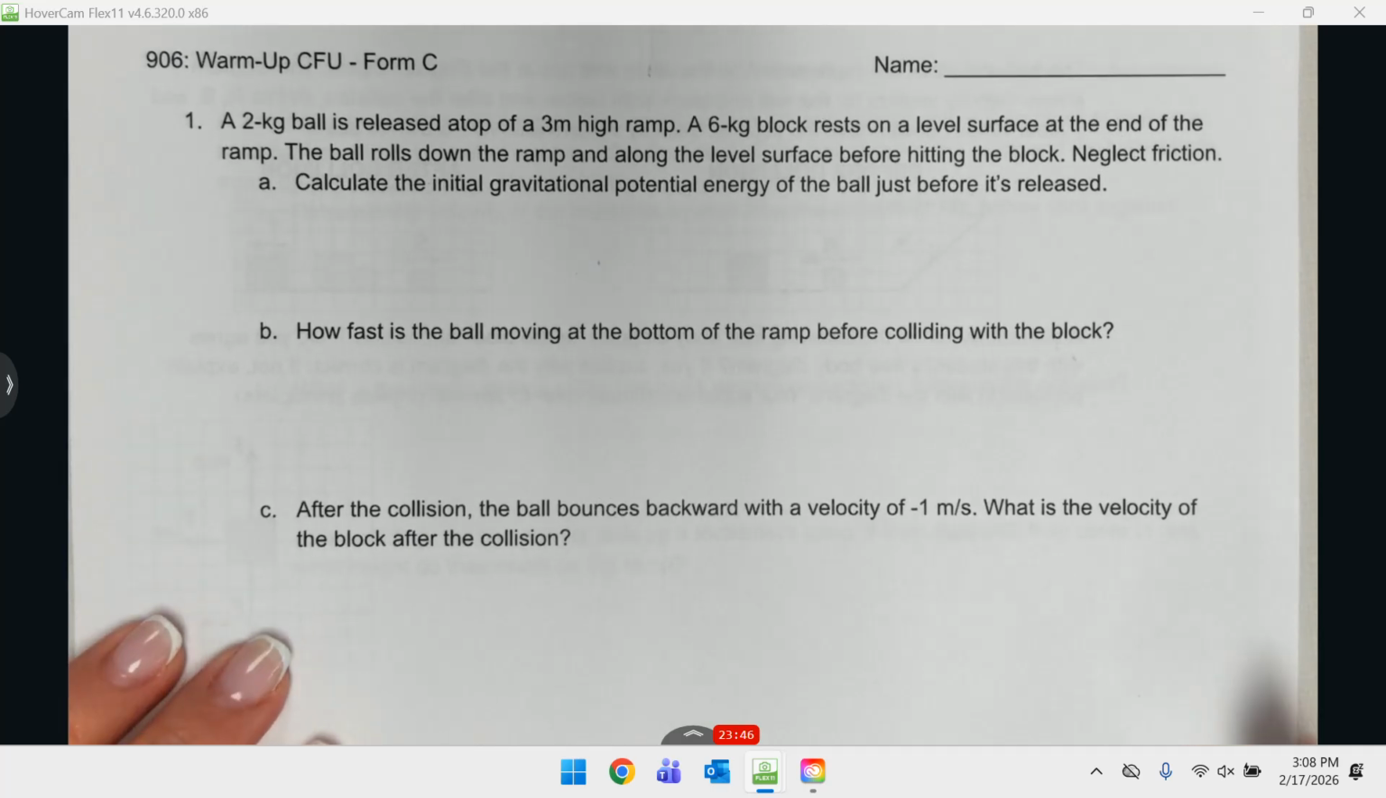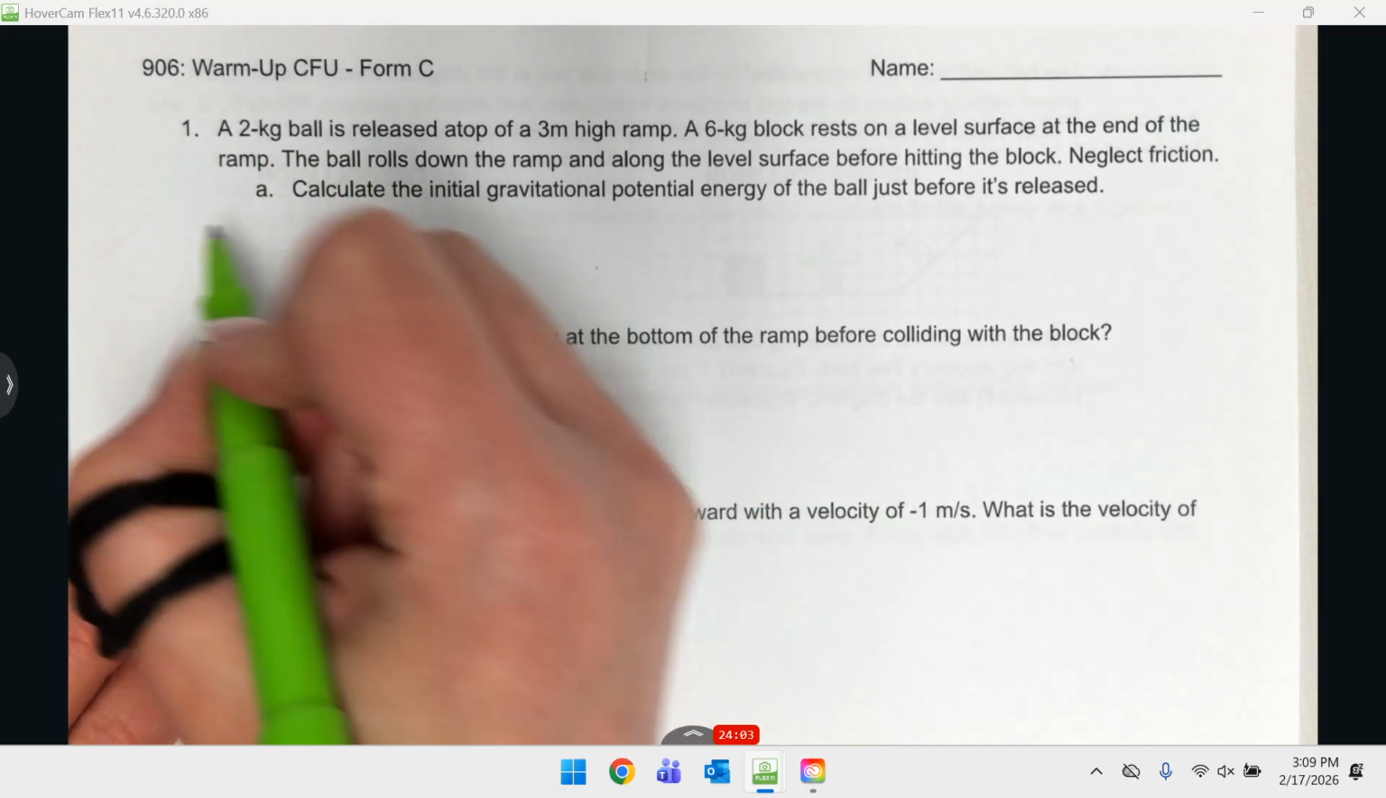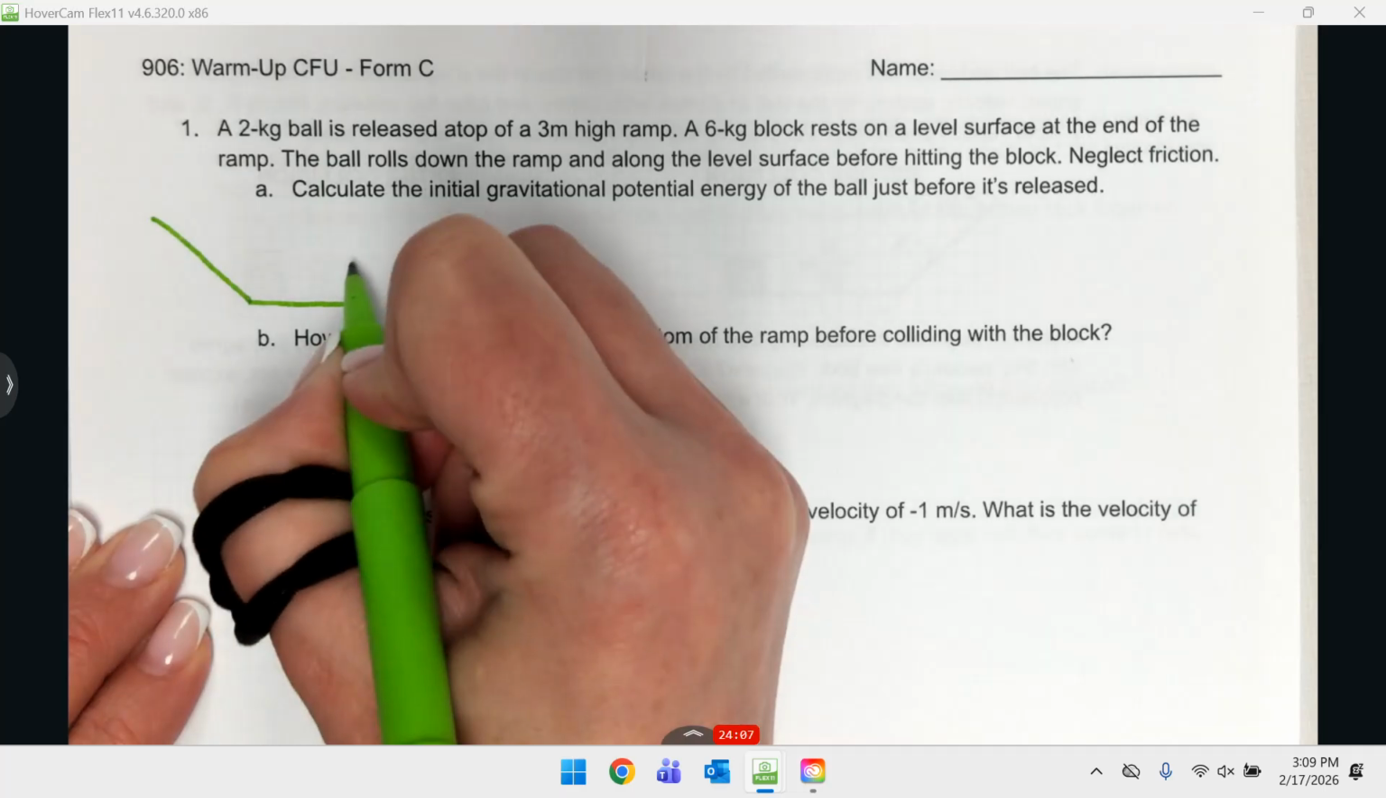It says a 2-kilogram ball is released atop a 3-meter high ramp. A 6-kilogram block rests on a level surface at the end of the ramp. The ball rolls down the ramp and along the level surface before hitting the block. Neglect friction. So we know that this ball is at the top of this ramp and that the block is down here somewhere.